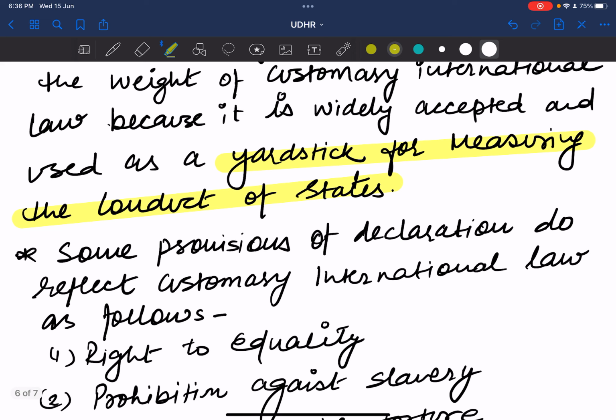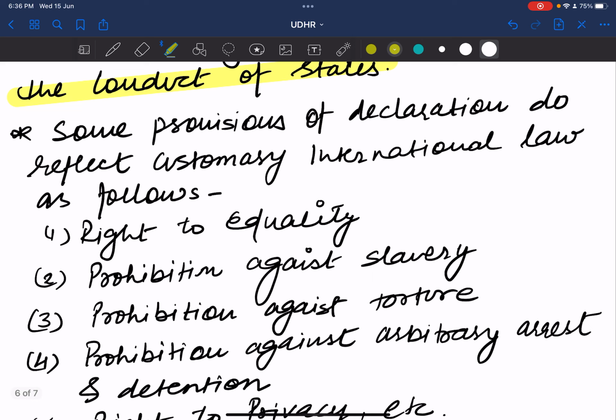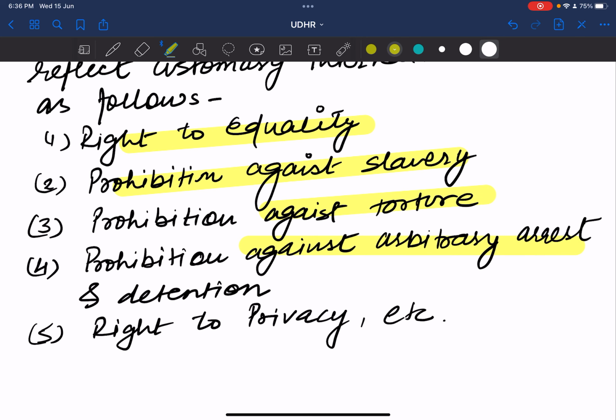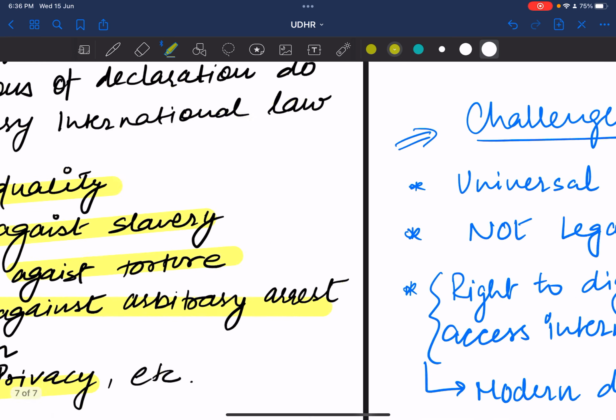Some provisions of the declaration do reflect customary international law as follows. So what are those customary international law? Right to equality, prohibition against slavery, against torture, against arbitrary arrest, and right to privacy. These are some of the rights which are written here and which have been considered as customary law.